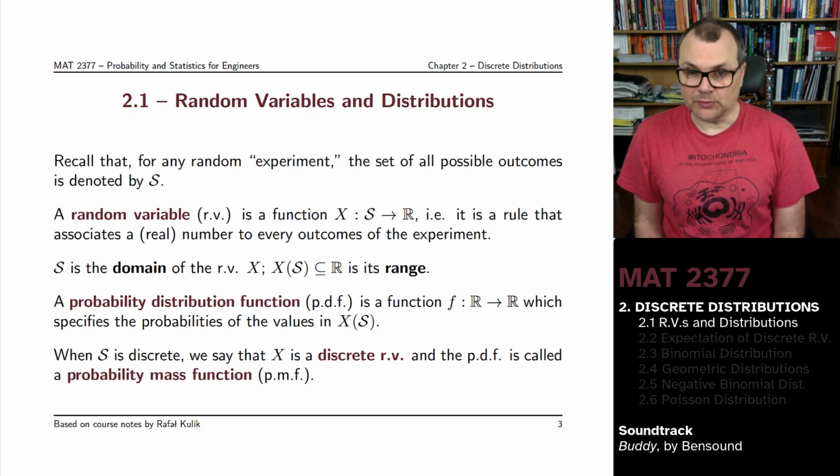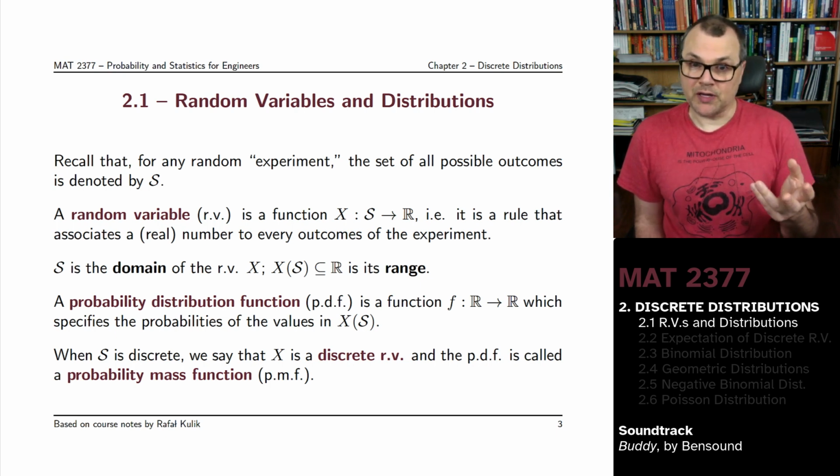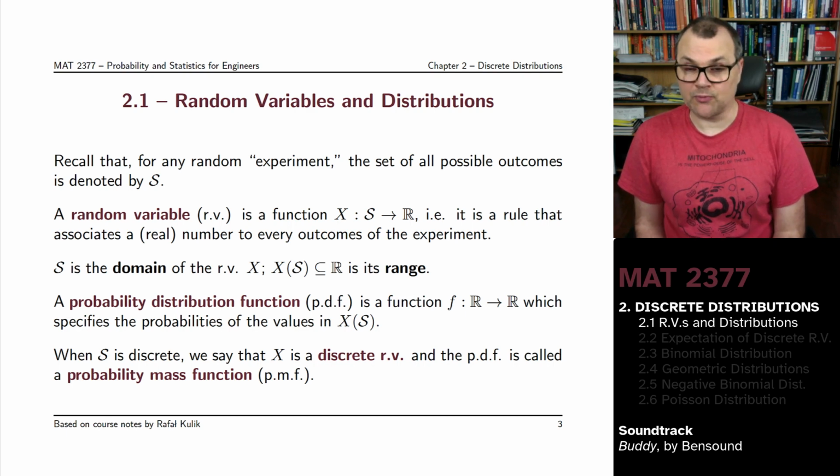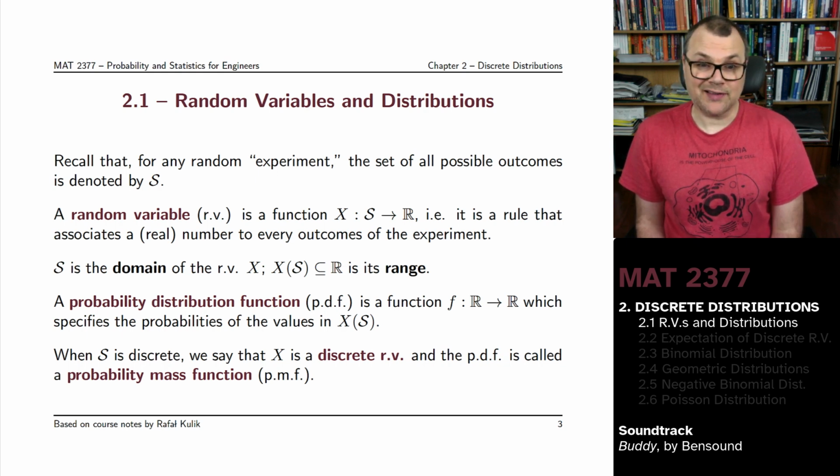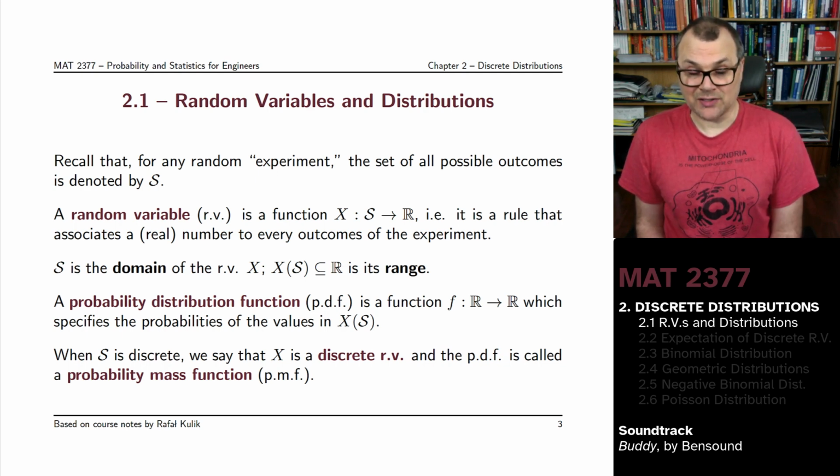A random variable is a function of a sample space. You'll remember that is the set of all possible outcomes of some random experiment into the set of real numbers. So it's a rule that associates a real number to an outcome of a random experiment. S is the domain, and if you apply a random variable x to the domain, you get its range.